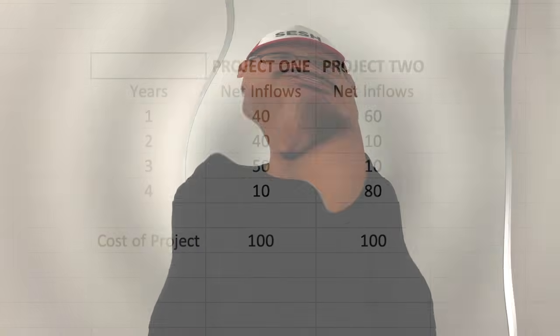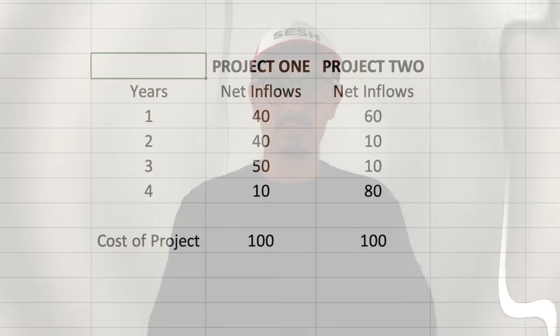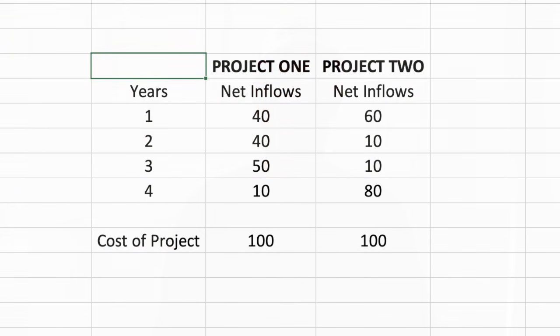Let's have a session on Payback. It's one of those investment appraisals. Let's get straight into it. So the best way to explain ARR, NPV or Payback or even sensitivity analysis is to use real numbers.